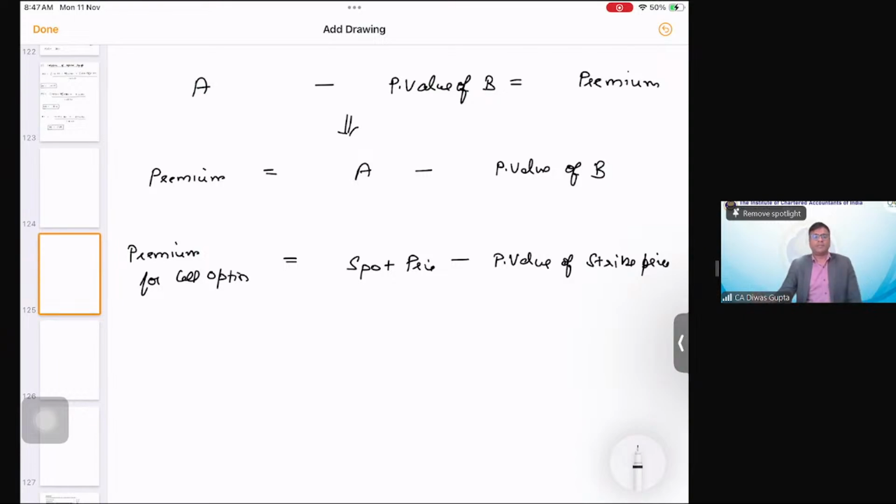So this is the formula. Are you with me till now, students? Please let me know. So the premium for call option, if I rewrite it, it becomes spot price minus present value of strike price.